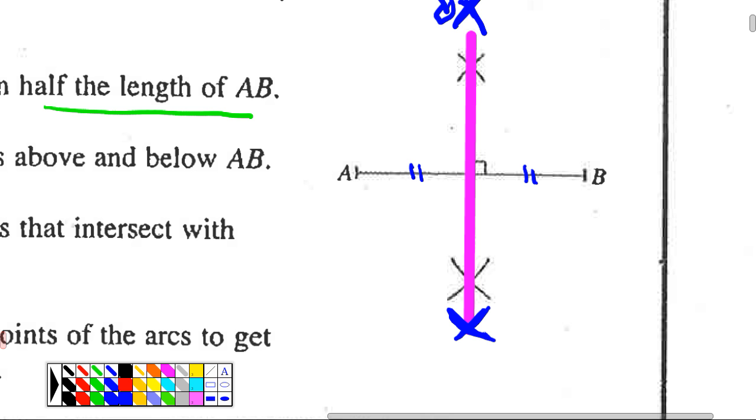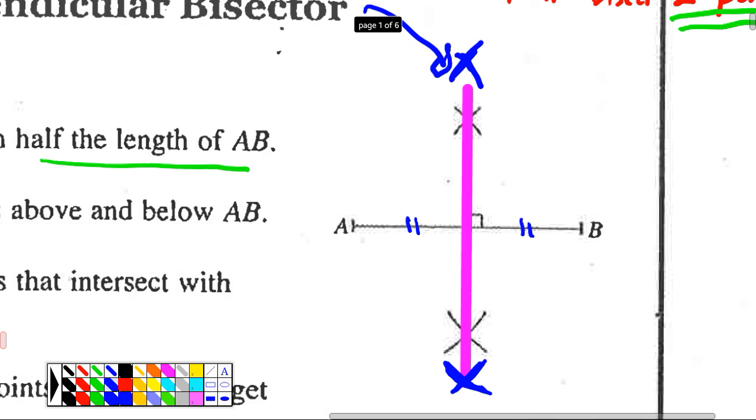Now, question: if I now choose another radius, I open a bigger one, do you think it will still be the same pink line? Yes. It will always be the same pink line. You understand? So it doesn't matter what radius you use, but you have to use the same radius at point A and at point B.